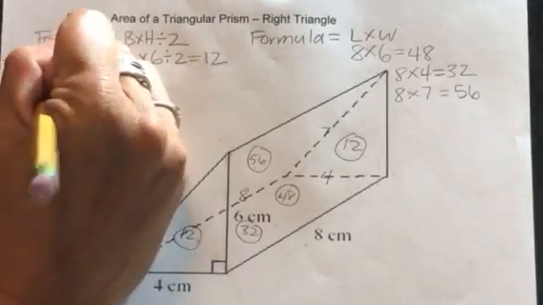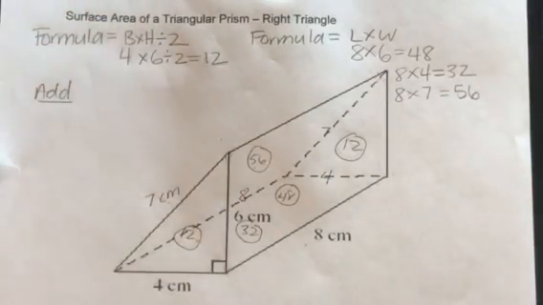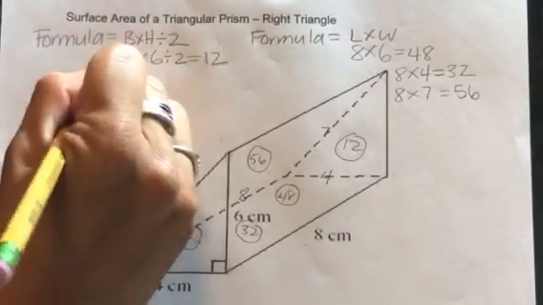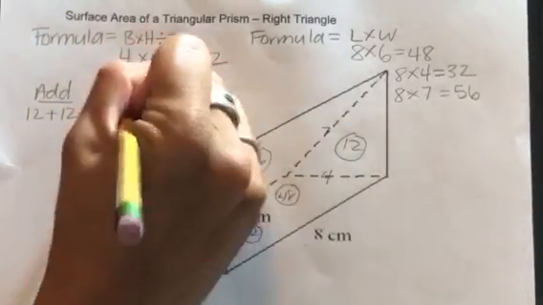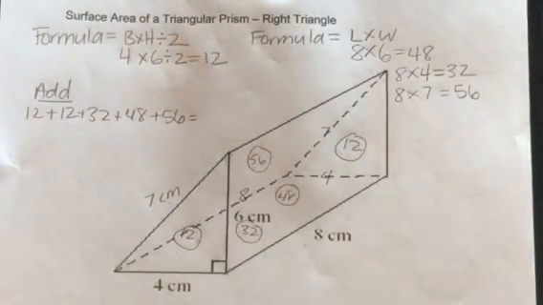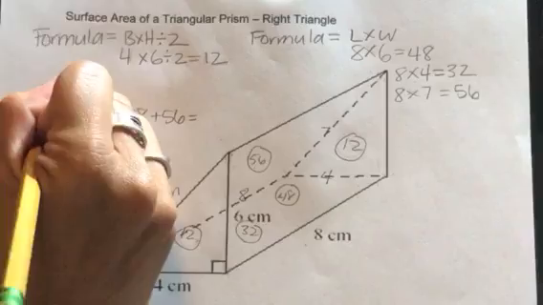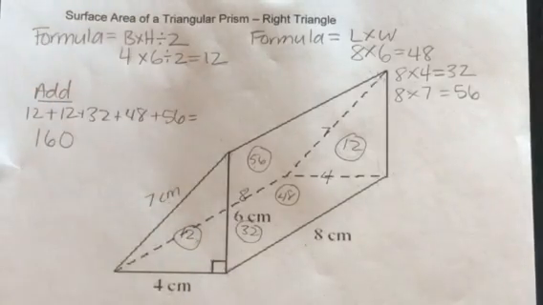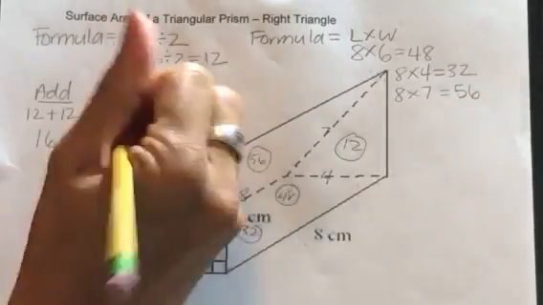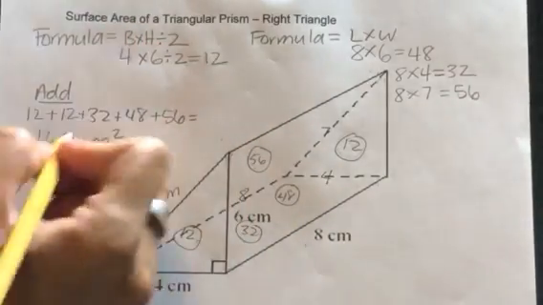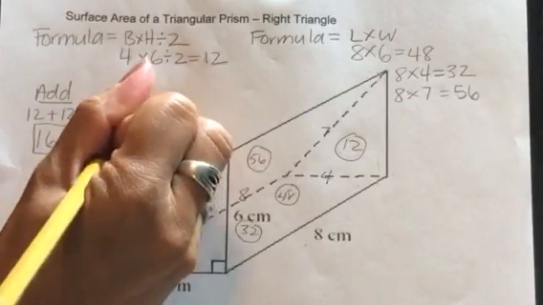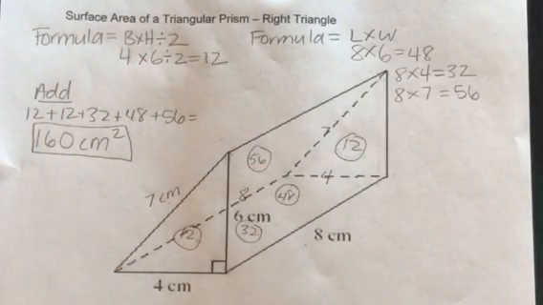So the last step is to add all of those together. I'm going to do 12 plus 12 plus 32 plus 48 plus 56. When I add all of those together, I get 160. It needs a label. We're measuring in centimeters. An area is always squared. So it's 160 square centimeters is my total surface area.